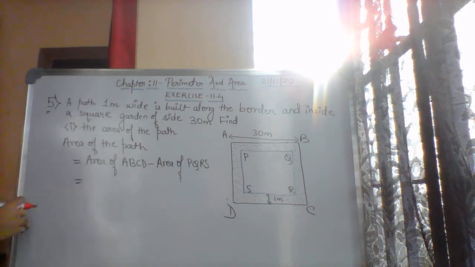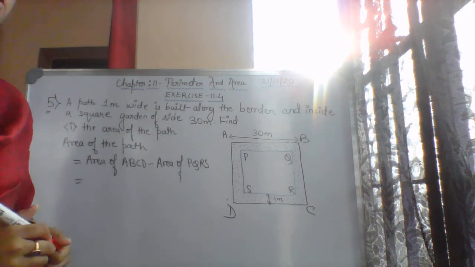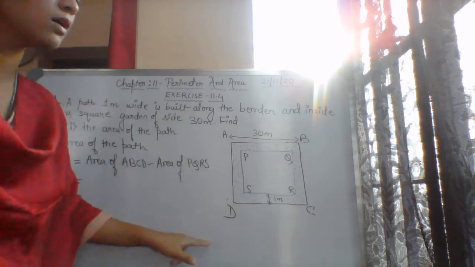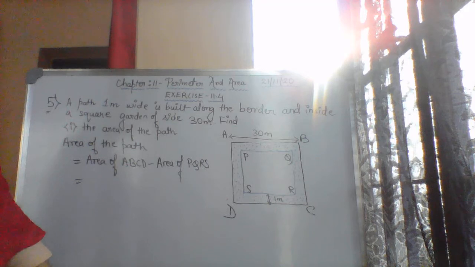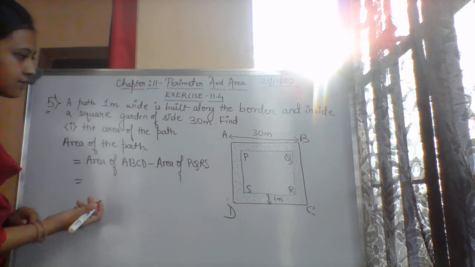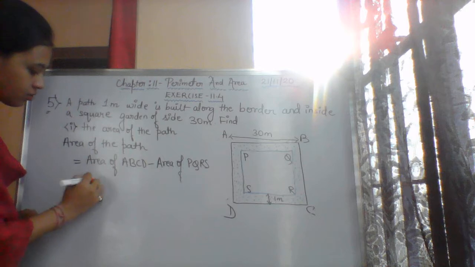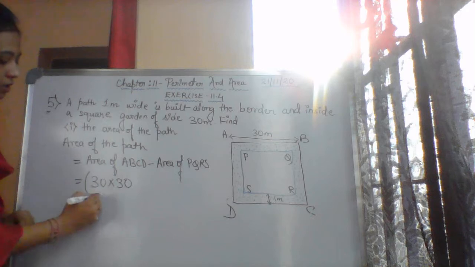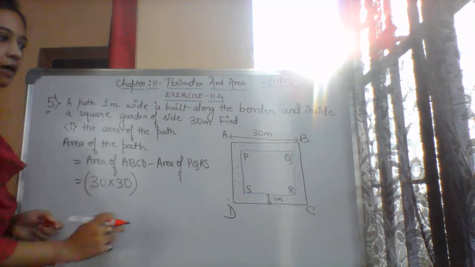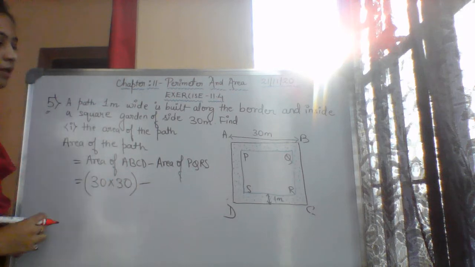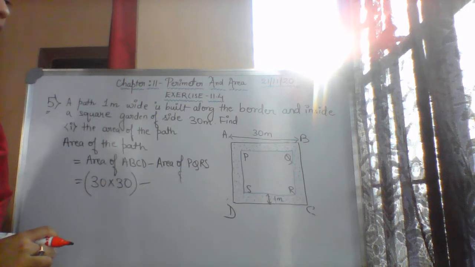Now what is the area of the ABCD figure? How can you find the area of ABCD? Since it is a square, what is the area of a square? Side into side. Yes, side into side, so you can take any side. All sides are equal only for a square. So 30 into 30, because the side of that bigger square is 30, minus the area of PQRS.